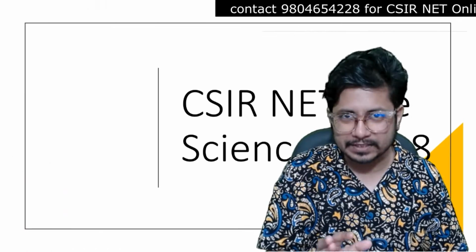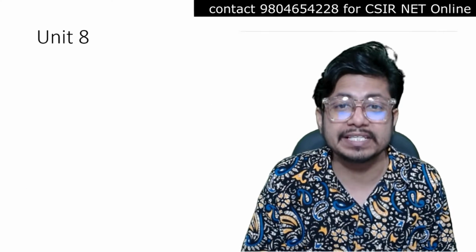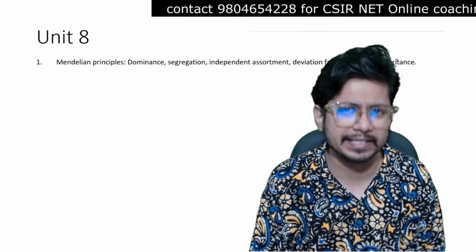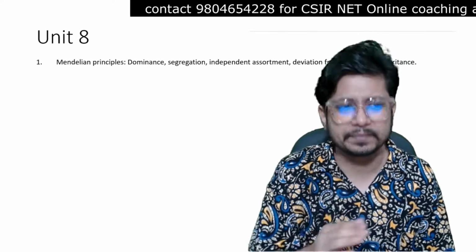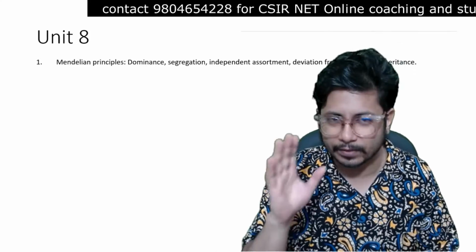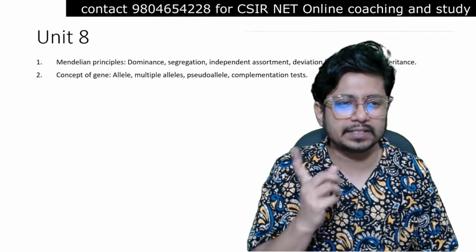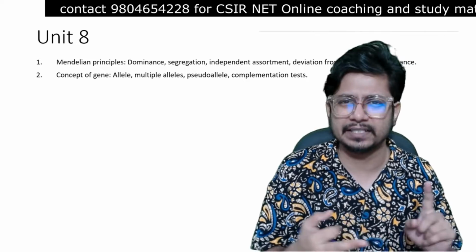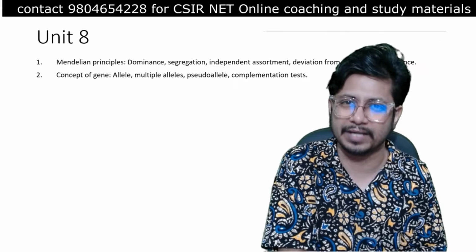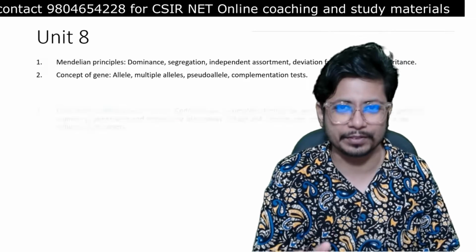Let's start. Let's begin with the first part, that is CSIR NET Life Science Unit 8 syllabus. This syllabus is unedited. This is exactly from the CSIR NET website. So we have Mendelian principles, and believe me, they don't ask any question from Mendelian principles. The next one is the concept of gene, that is allele, multiple allele, pseudo allele. All these concepts you need to know, obviously even at the +2 level, but they won't ask any question from it.